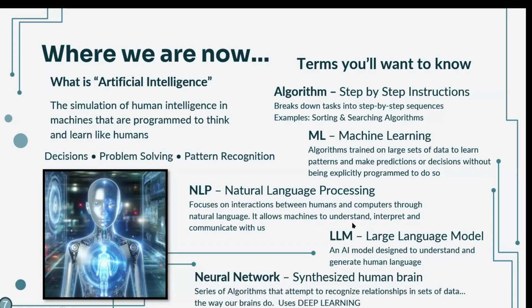And then lastly, we're going to talk about neural networks. These are really exciting because these are synthesized human brains. We have neural networks between our ears, a series of algorithms that attempt to recognize relationships in sets of data the way our brains do. This uses deep learning, and neural networks are super exciting because that's allowing AI to get to the next level. We're not quite at a general AI level at this point, but because of the neural networks, it's able to think, reason, do pattern recognition, and give us answers in strikingly fast timelines.